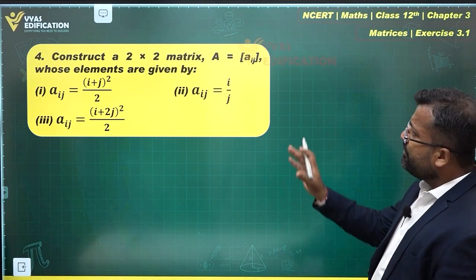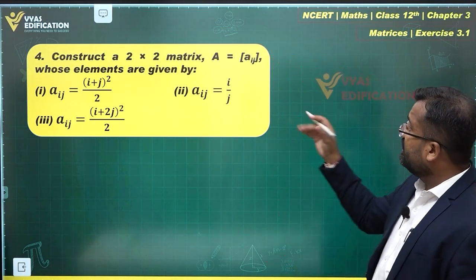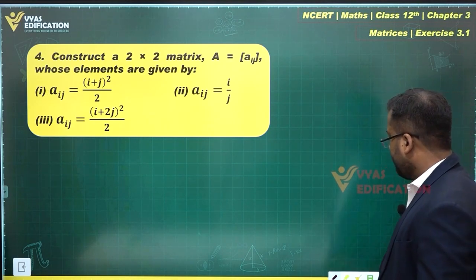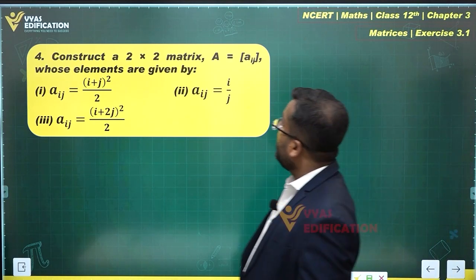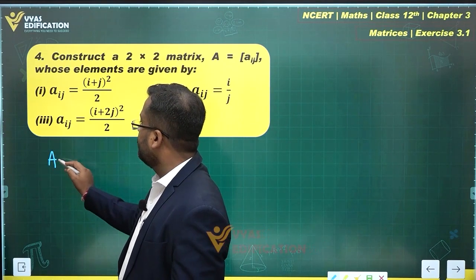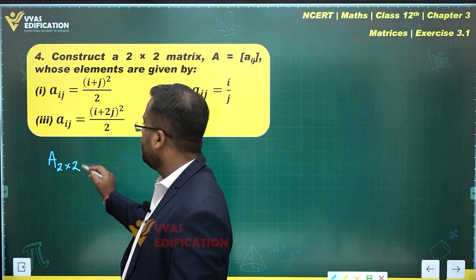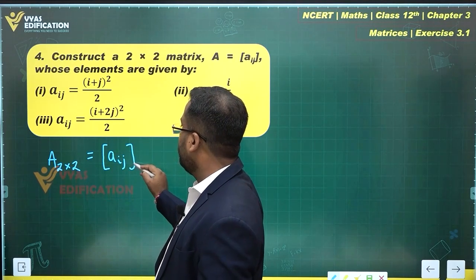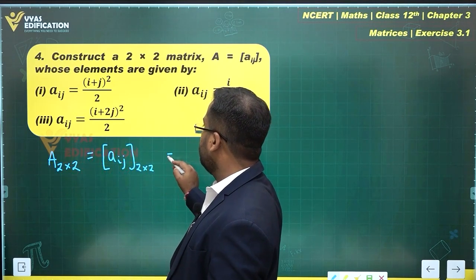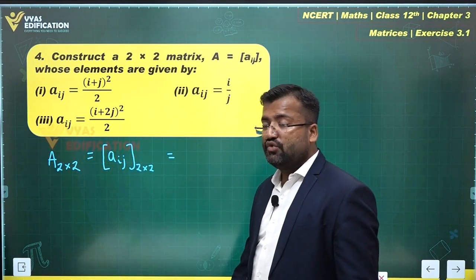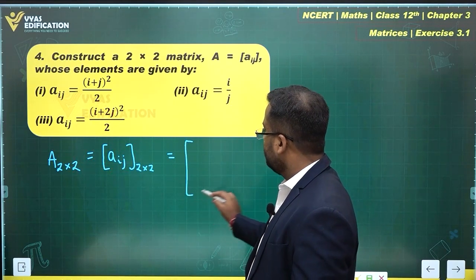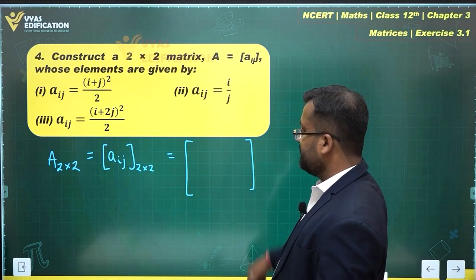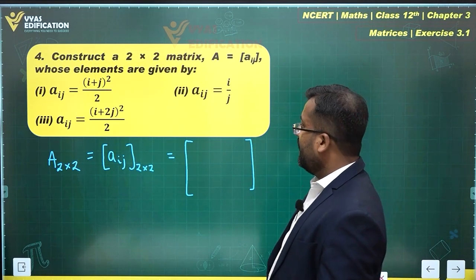But first, what do we mean by a 2 by 2 matrix and this symbol? Let's take a look at this. A is a 2 by 2 matrix. Aij, 2 by 2. So this matrix would have 2 rows and 2 columns. In total 4 elements. And what are the elements?